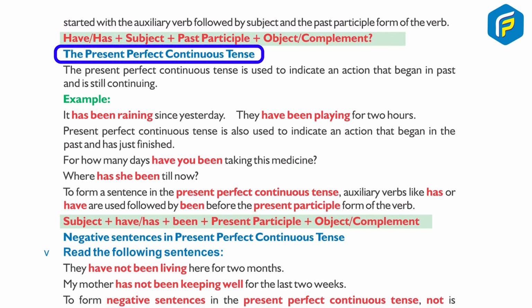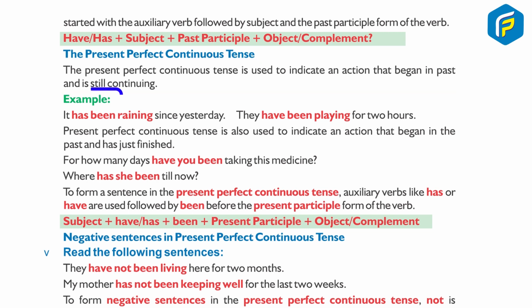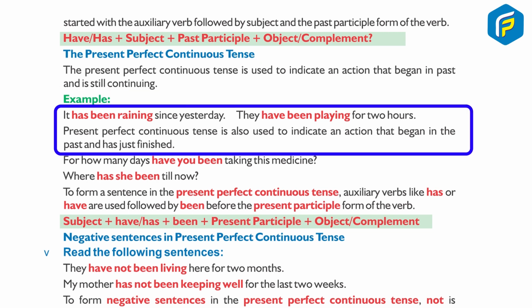The present perfect continuous tense. The present perfect continuous tense is used to indicate an action that began in the past and is still continuing. Example: it has been raining since yesterday. They have been playing for 2 hours. Present perfect continuous tense is also used to indicate an action that began in the past and has just finished.